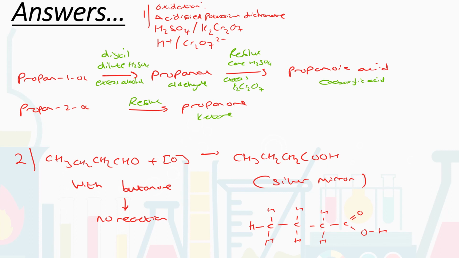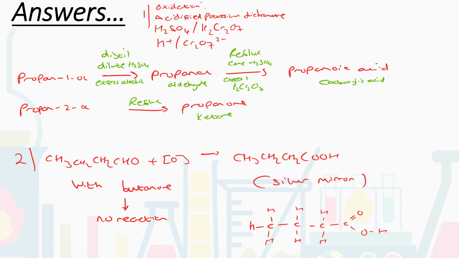And so we have our reaction, we have our butanal, CH3CH2CH2CHO. Remember that aldehydes are CHO. React it with this O, and then we form CH3CH2CH2COOH. That's already balanced, we don't have to do anything to it. And of course this would mean that we have our silver mirror.